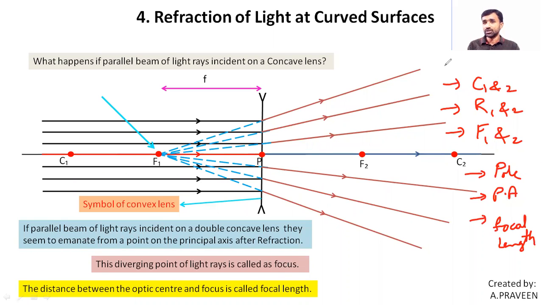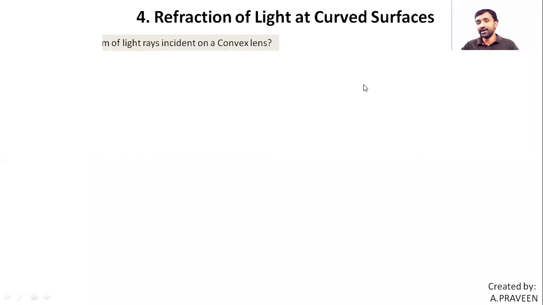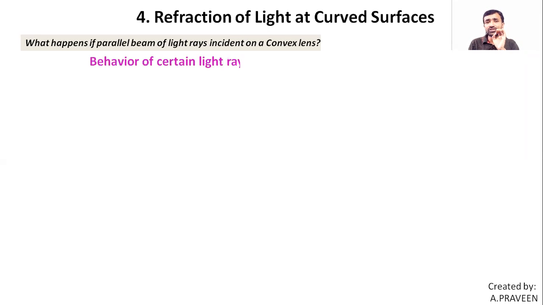Remember that, right? They are all definite quantities. We are able to define them, right? Definable quantities they are, right? So the next topic for us is simply here: what happens if you incident light rays on the convex lens, right? What happens if a parallel beam of light rays is incident on a convex lens, right?